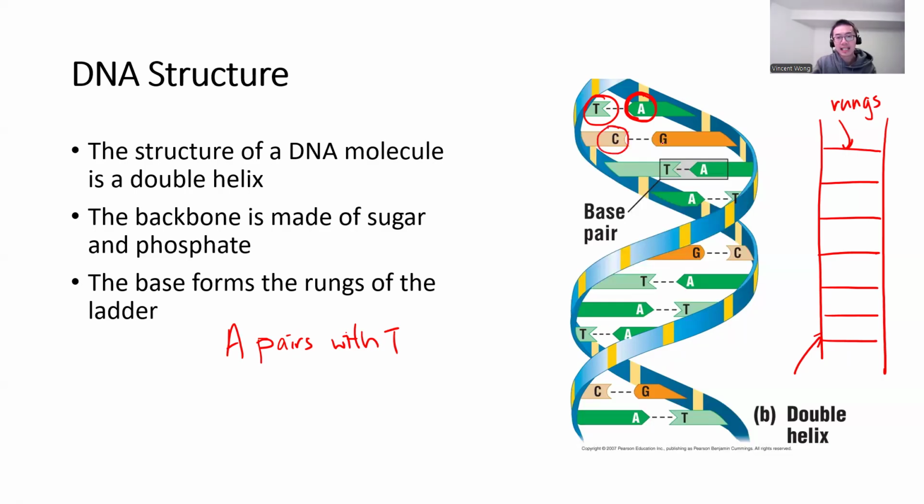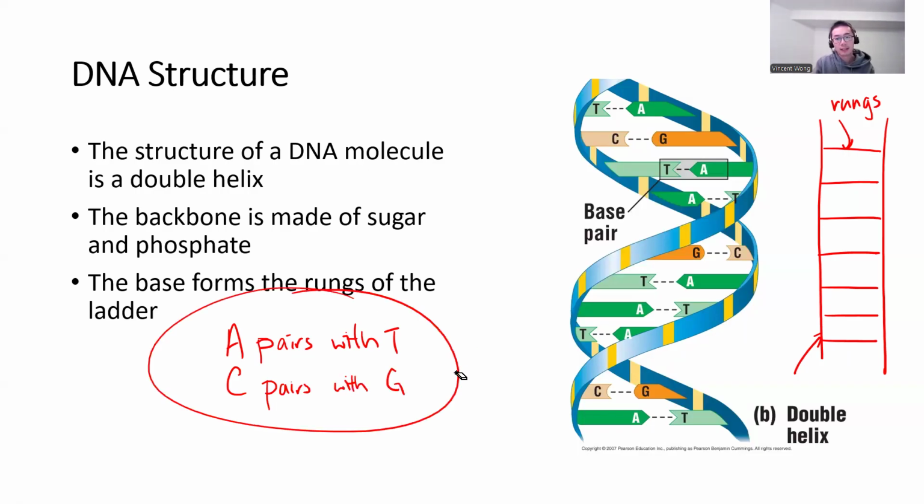And then C is going to pair with G all the time. Meaning, if you know one side of the DNA strand, you can predict what's on the other side because of this base pairing rule. Okay, I think it's also written on the next slide, but whatever, it's here.